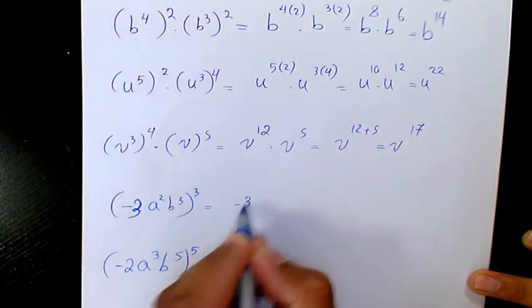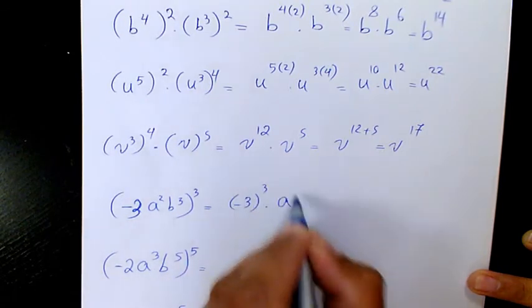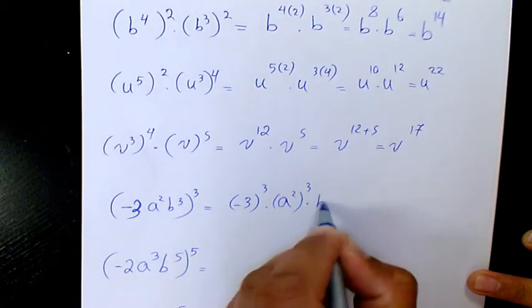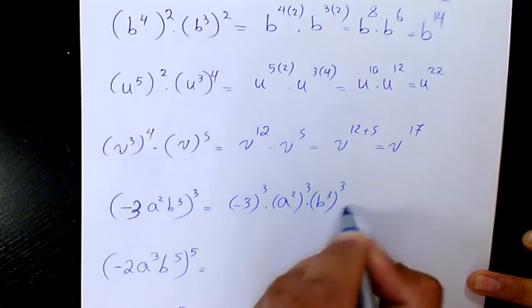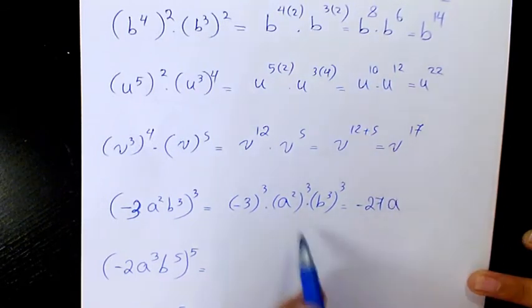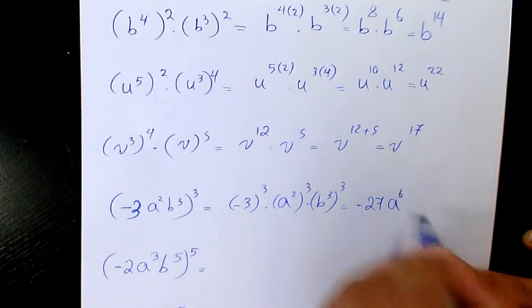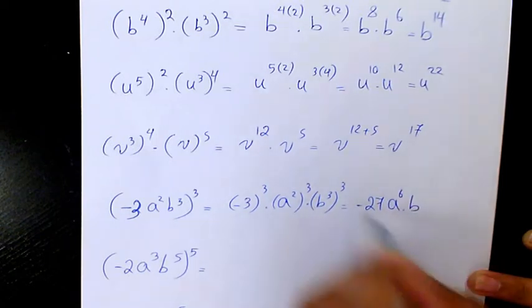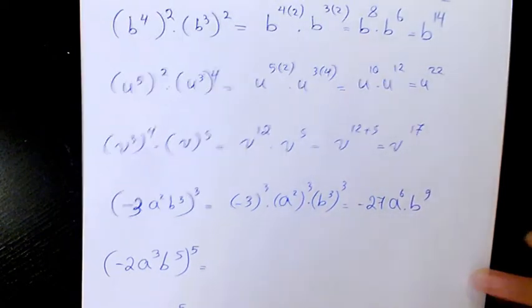Here, negative 3a squared b cubed to the power of 3. So it's going to be negative 3 to the power of 3 times a to the power of 2 to the power of 3, b to the power of 3 to the power of 3. Negative 3 to the power of 3, since it's an odd power, remains negative, so negative 27. A to the power of 2 to the power of 3 is going to be 6. B to the power of 3 to the power of 3 is going to be 9.